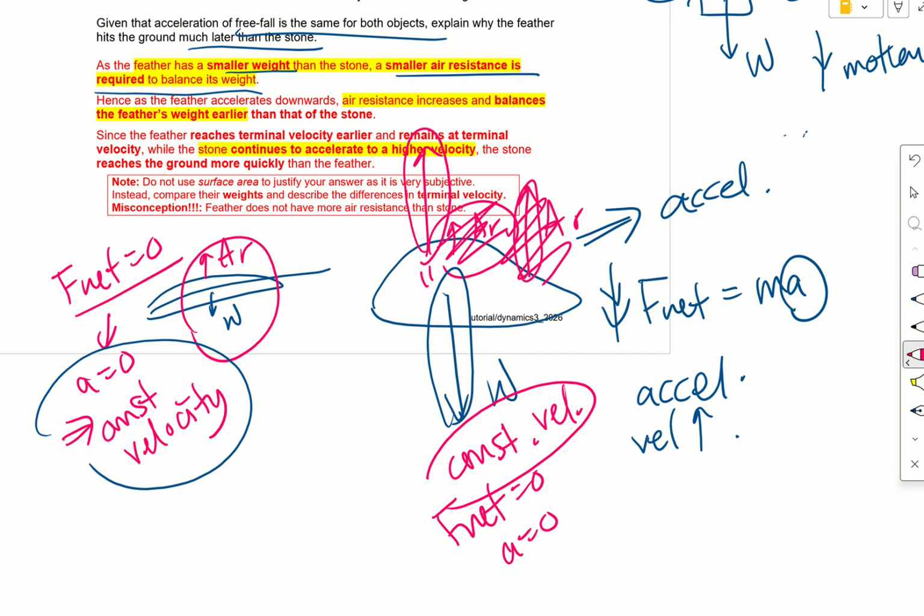So can you see that while the feather has constant velocity right at the start, because its weight is easily balanced off by the air resistance, the stone is still taking its time to increase its velocity. So definitely the stone will hit the ground at a faster speed. So this is the explanation.